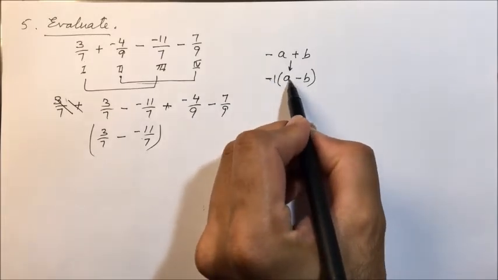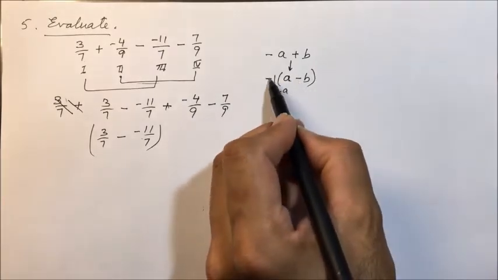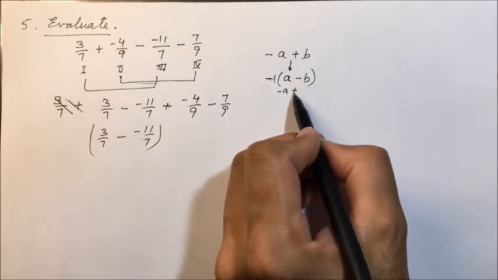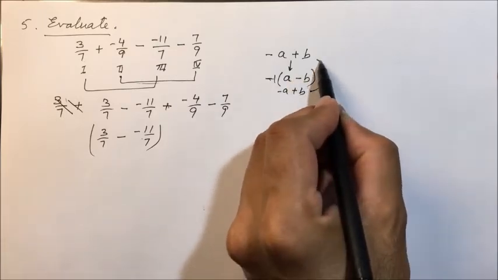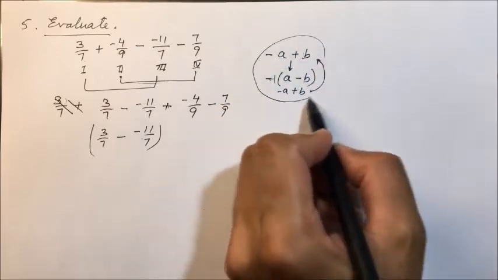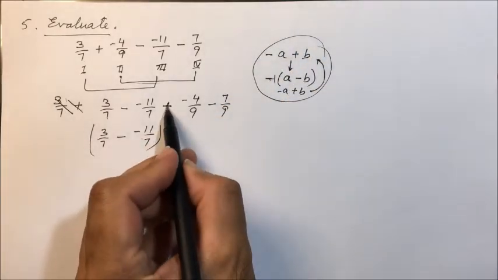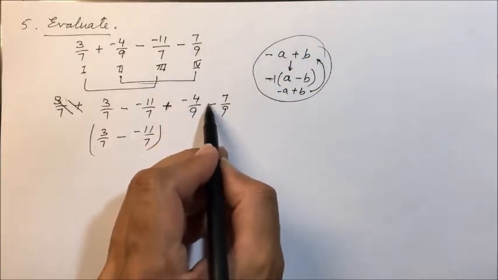Minus 1 into a, minus a we are getting. Minus 1 into minus b, plus b. We are again getting the same. So always remember this one. Now it is plus sign, so there will be no need to change the sign inside.